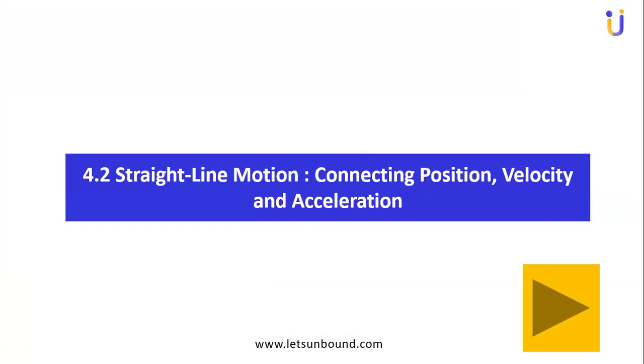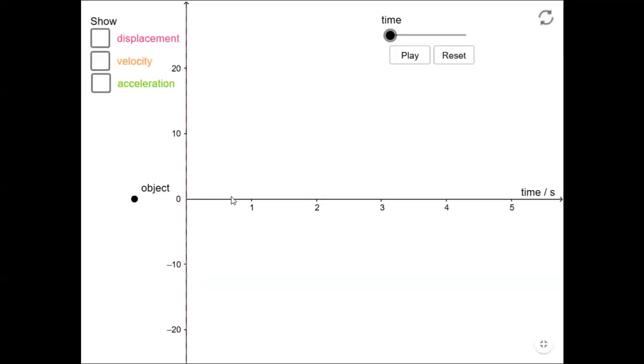Straight line motion, connecting position, velocity, and acceleration. We already did an example. Let's try to connect these, and see what a straight line motion is and what things we should take care of. Let me share the screen with you. Here I have taken an object and its displacement function is given. The object is exactly like what we did: it's moving up and coming down.